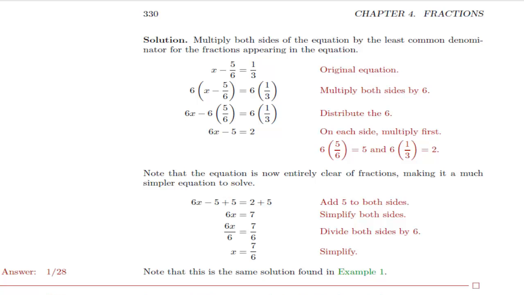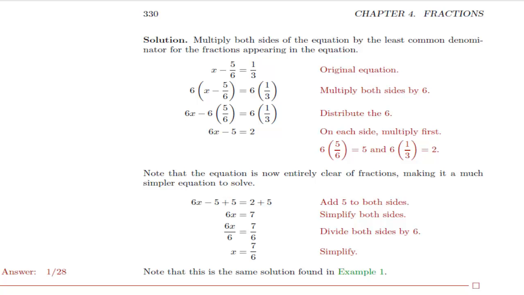Solution. Multiply both sides of the equation by the least common denominator for the fractions appearing in the equation. The denominators are 6 and 3. The least common denominator is 6. Multiplying both sides by 6, on the left we have 6 times (x minus 5/6), which is 6x minus 6 times 5/6. And 6 times 5/6 is just 5. So on the left we have 6x minus 5.